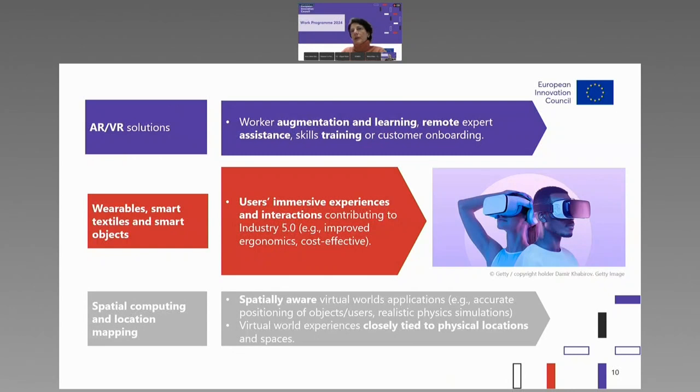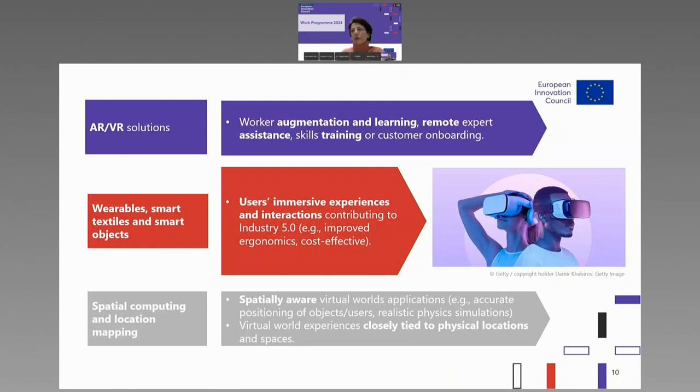Another big topic is wearables, smart textiles, and smart objects. You know that this can really complement and enrich the user's interaction through the virtual world, for a more realistic, immersive, or embodied experience and interactions with improved ergonomics and cost-effective enabling applications, all this really contributing to the Industry 5.0 goals of improved ergonomics, cost-effectiveness, etc. Another big strand here is spatial computing and location mapping. So examples are context-aware virtual worlds applications through really accurate position of objects and users, realistic physics simulation, or virtual worlds experiences closely tied to physical locations and spaces.